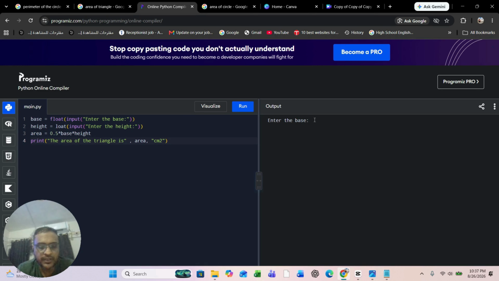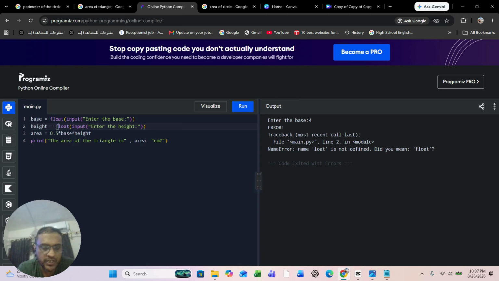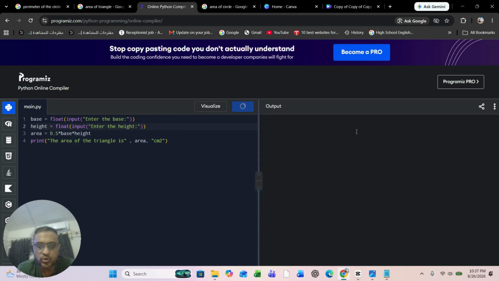So just in case I write the value 4 and press enter, there is a problem, and the problem is that I did not mention f. Okay, so again base, which is 3, again I would press enter. Now this time it is asking me for the height, 5, and then it is giving me the answer.